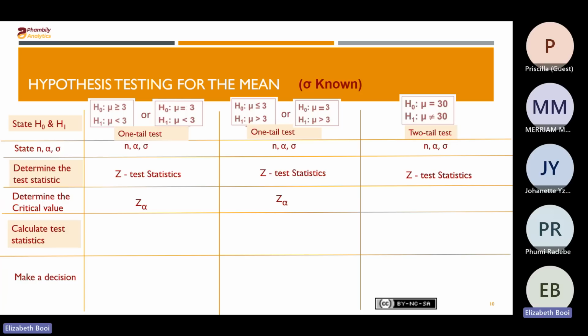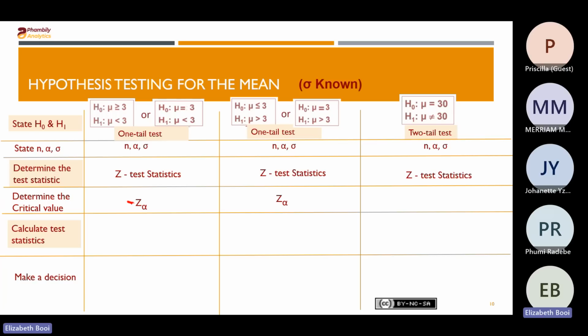If it is on one side, actually on this side, we should be putting a negative in front because it is on the lower side. So it will be negative Z alpha, and then on the positive side, it will be Z alpha. That's what we're going to be getting.